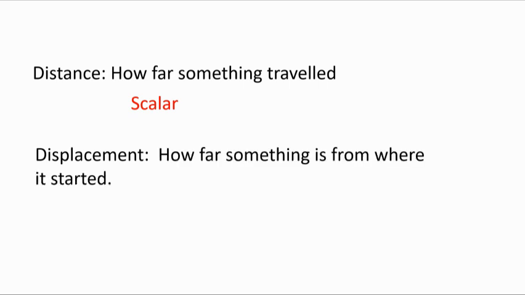Whereas displacement is how far something is from where it started. So displacement, we don't care about how far it's gone total. We just care about where it is now compared to where it started. And it's a vector, meaning it has a value, a magnitude, like a certain number of meters away from where it started. And it needs to have a direction too.